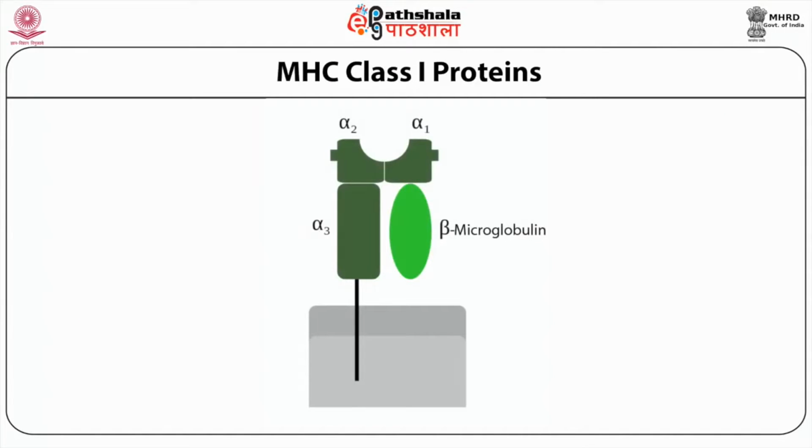MHC class I proteins are integral membrane proteins. Each has one polypeptide chain that spans the plasma membrane. The extracellular portion has three domains: alpha 1, alpha 2, alpha 3. The alpha chain is 44 kilodaltons in size and is a glycoprotein. Each of the three extracellular domains contains about 90 amino acids. The alpha 3 domain is linked to a transmembrane region of about 40 amino acids, which is followed by the cytoplasmic region of 30 amino acids.